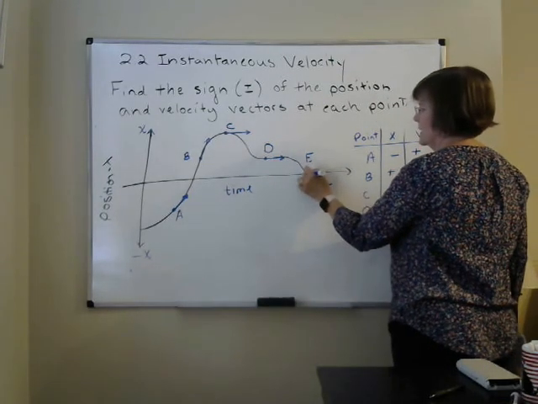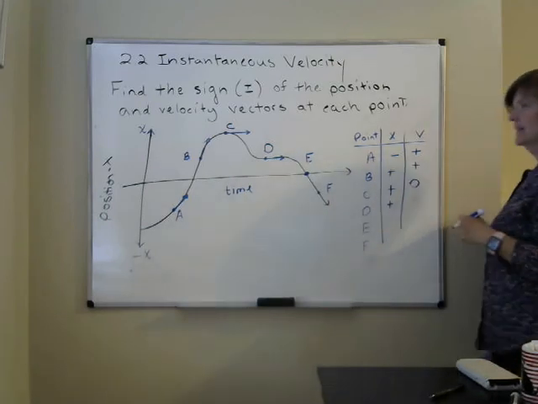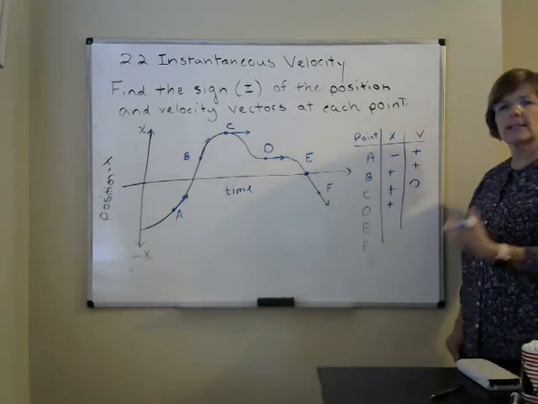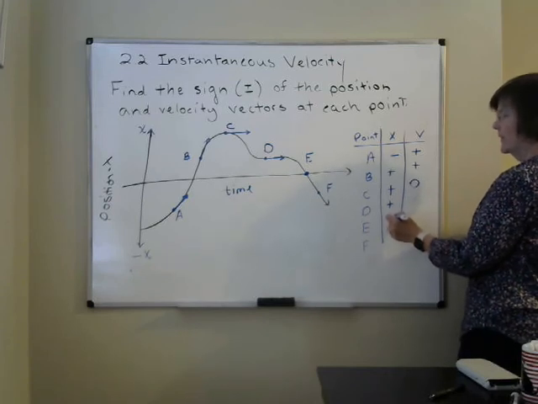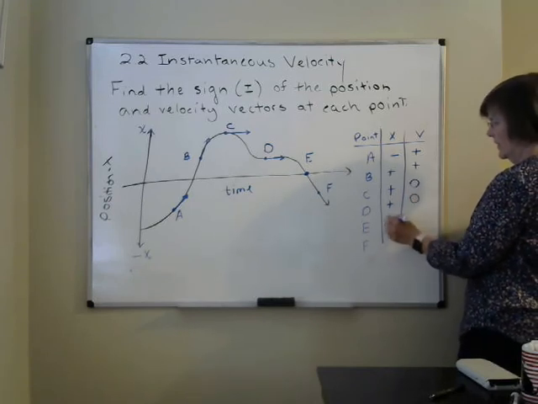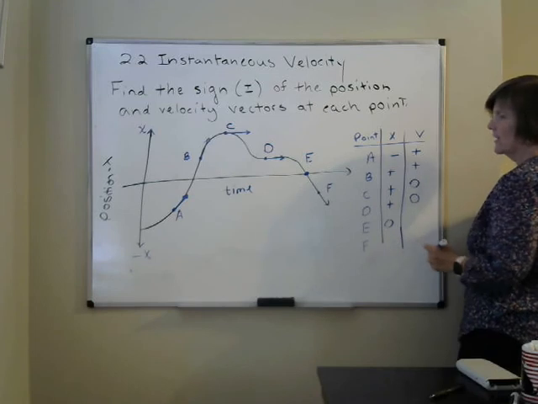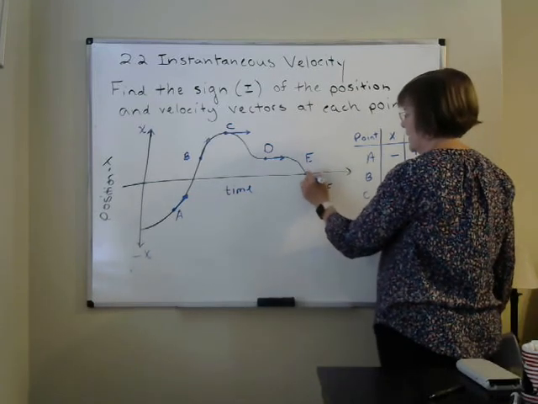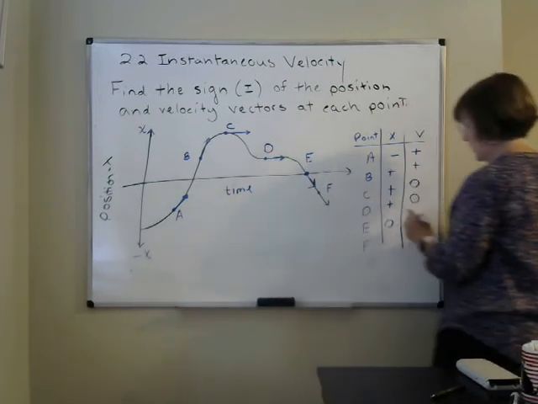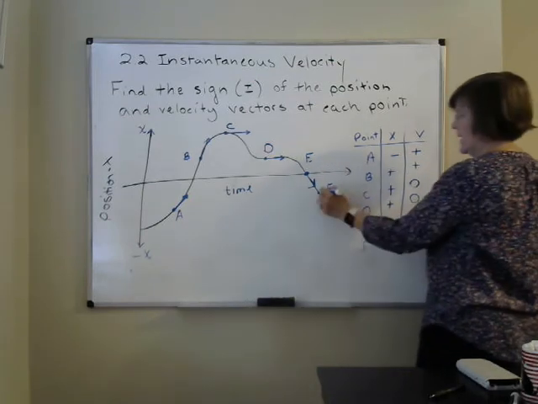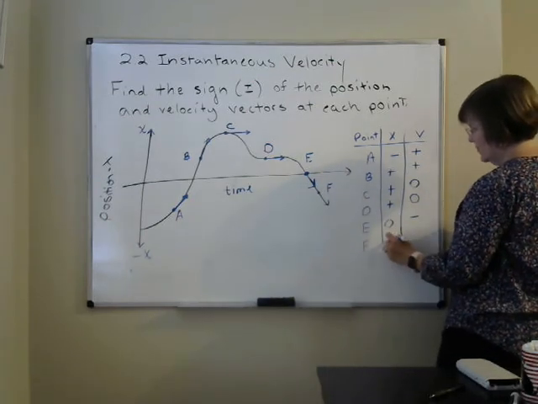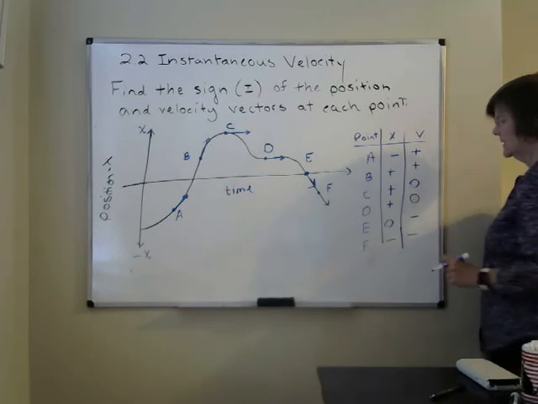Point E is sitting on the horizontal axis. That means its position is not positive or negative. It has a position of 0. But what's the direction of its slope? That's a negative slope. That's a negative velocity. Point F has a negative position and a negative velocity.